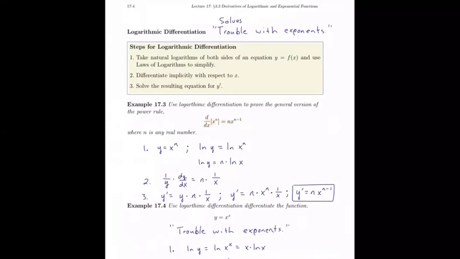Well, it turns out to be the case that it is true for any real number, as we've been using it, right? And the way we can prove that it's true for any real number is through logarithmic differentiation. So I'm going to start with this side of the identity that I want to prove, and use logarithmic differentiation to help me do that. Okay, so I have y equals x to the n, and I'll take the log of both sides of this equation. I get natural log of y equals natural log of x to the n.